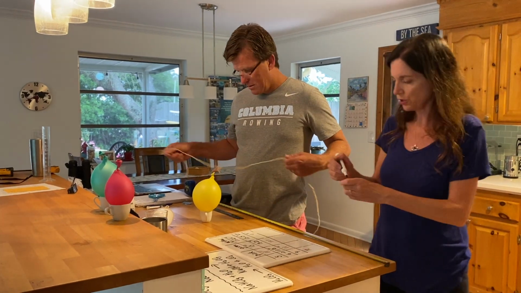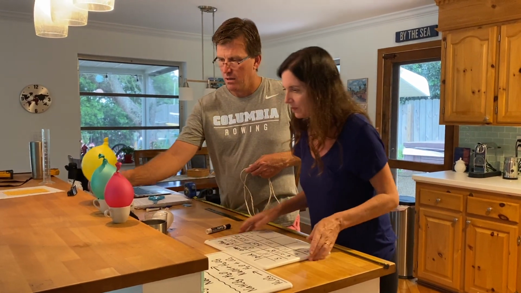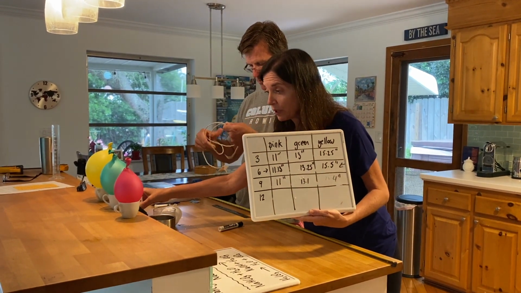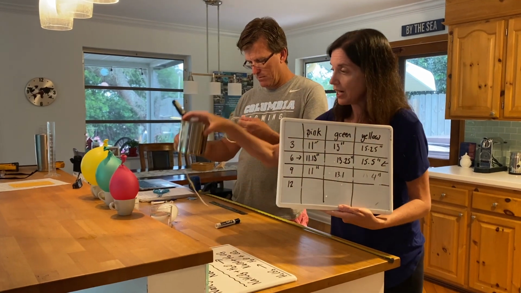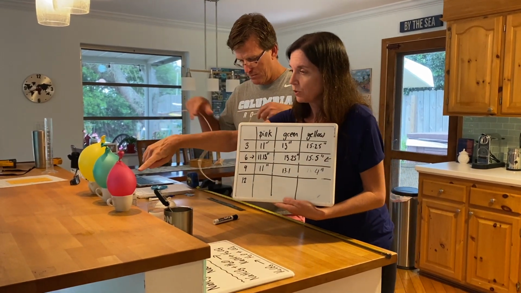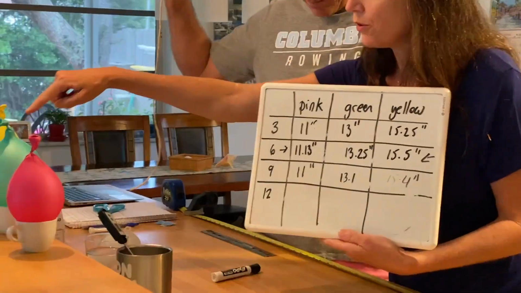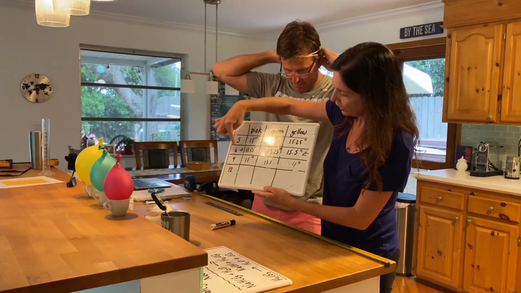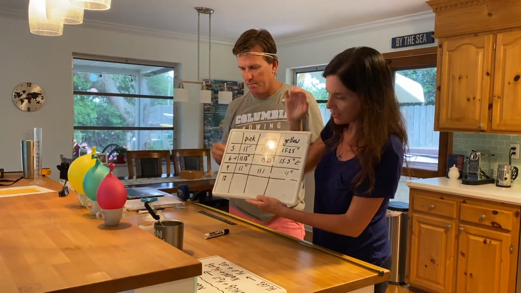Okay, so folks, we got our data. We found out that adding antacid to water is an endothermic reaction. It cooled down an entire degree. These are our balloons, 1, 2, and 3. We're going to convert our inches to centimeters, but this is the data we're going to use.